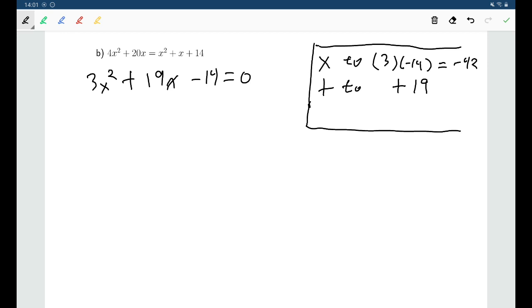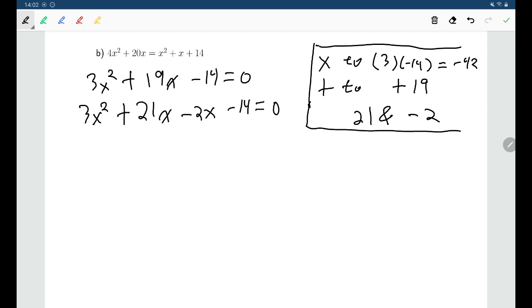So I need to find numbers that multiply to negative 42 and add up to 19. And the two numbers that I'm going to choose are 21 and negative 2. And just to double check, positive 21 times negative 2, yes, that multiplies out to negative 42. Positive 21 plus negative 2, that adds up to 19. Okay, so now we can continue. 19x is going to be split into positive 21x and negative 2x.